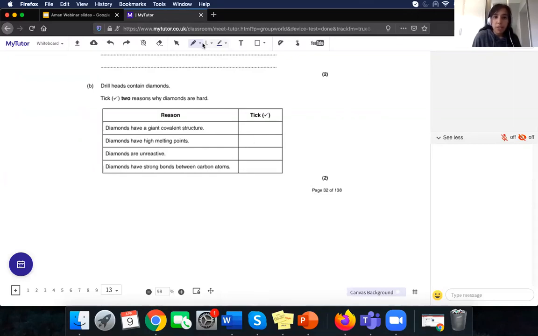Yep, everyone's saying A and D. That's exactly correct. So it has a giant covalent structure, and it has strong bonds between the carbon atoms. You might think that the high melting points would mean that it's also hard. That doesn't. The high melting point relates to when it melts and when it boils, and it's to do with the forces. Something being hard is related to what type of structure it has and the bonds. That's excellent.